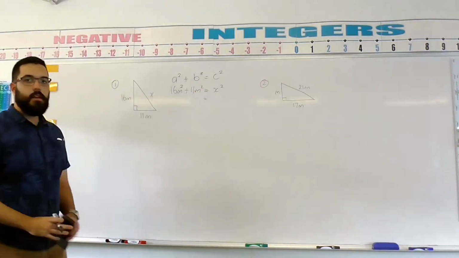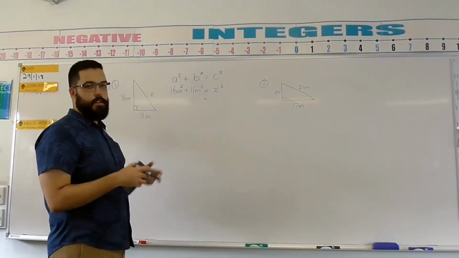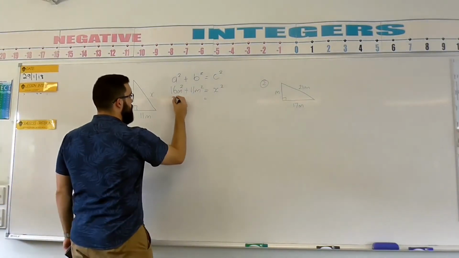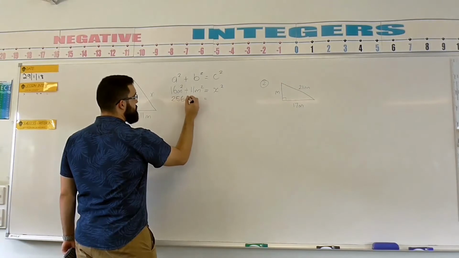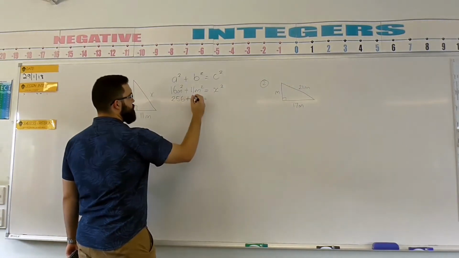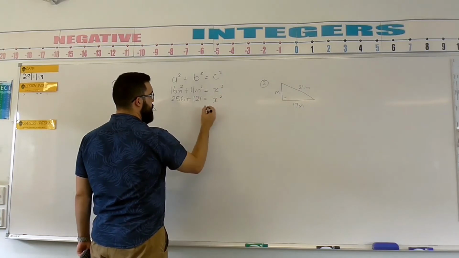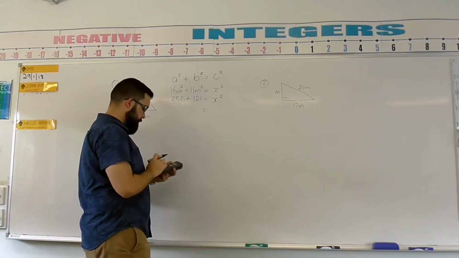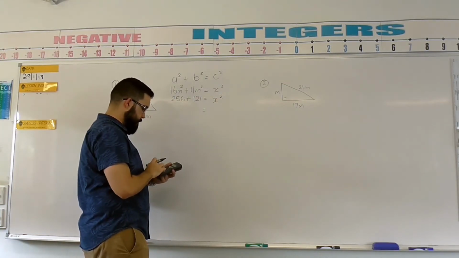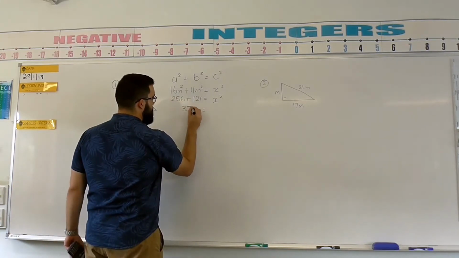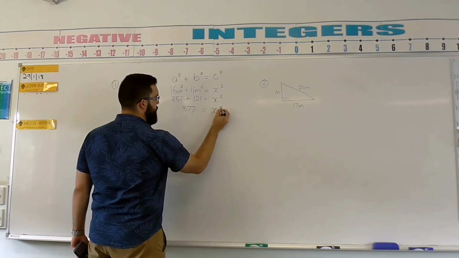At this point, any whole numbers I have, I like to square them out. So we're looking at 16 squared, which is 256, plus 11 squared, which is 121, equals x squared. Add them together, excuse me using a calculator, I just want to make sure I'm right. It's 377 is equal to x squared.